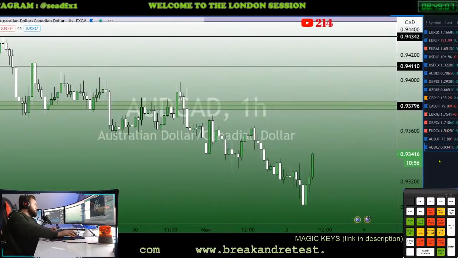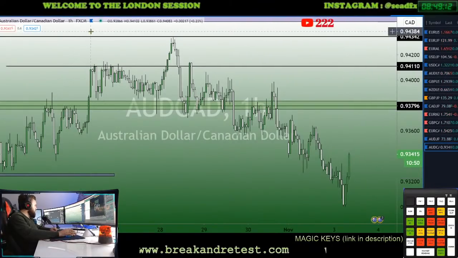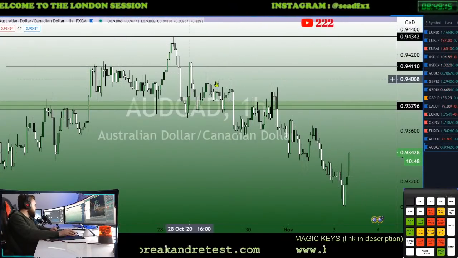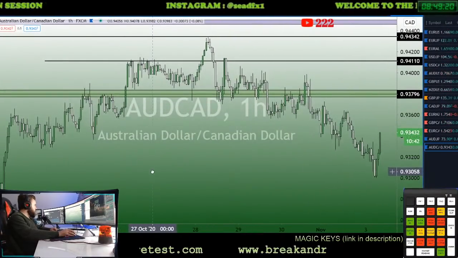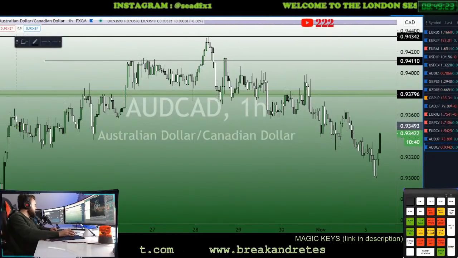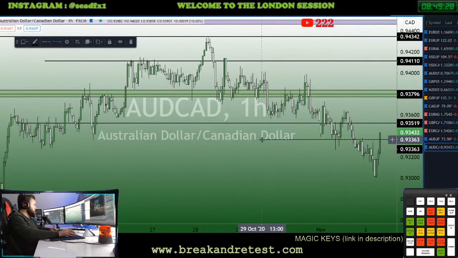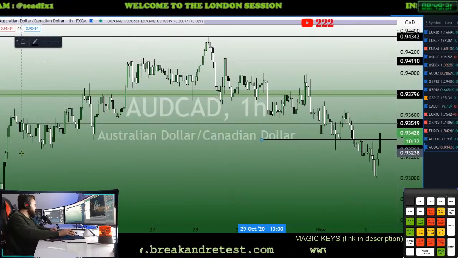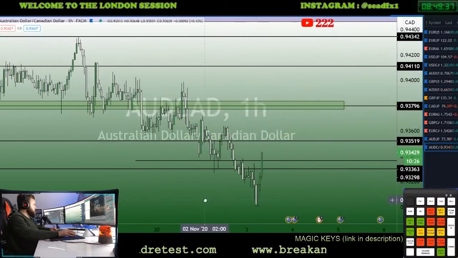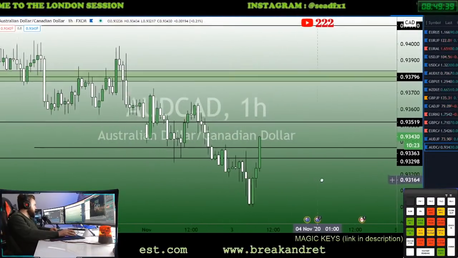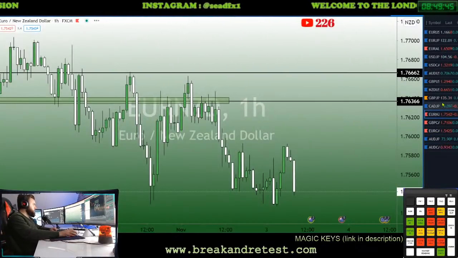AUD CAD, no. I did look at AUD CAD, but I didn't see much happening. And now I can see a big push is happening, and there's a zone around here. There's a zone around here, and there's another zone around here. So there's plenty of zones in AUD CAD. But I'm not going to trade AUD CAD.